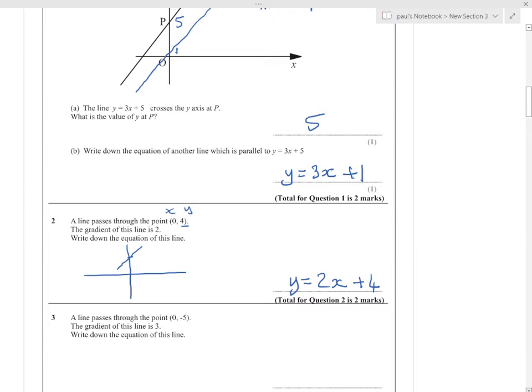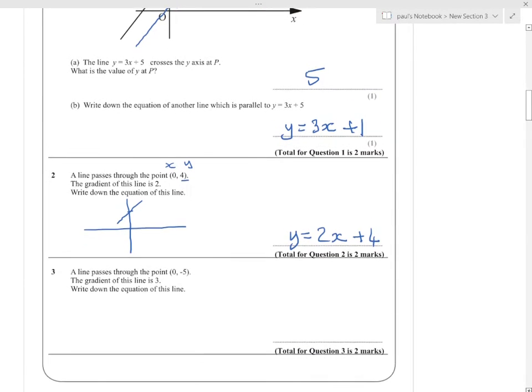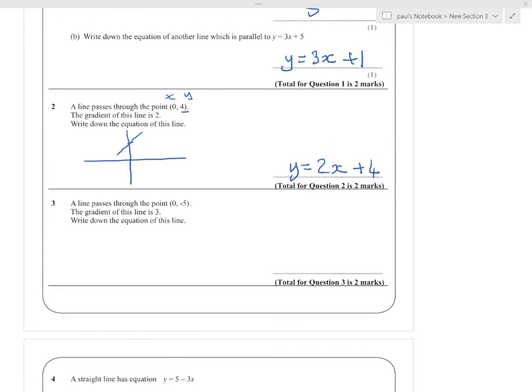A line passes through the point 0, minus 5. The gradient of the line is 3. Write down the equation of the line. So a minus 5. So we've got y. The gradient of the line is 3. So where am I going? Write down the gradient. Oh, hang on. What am I doing here?